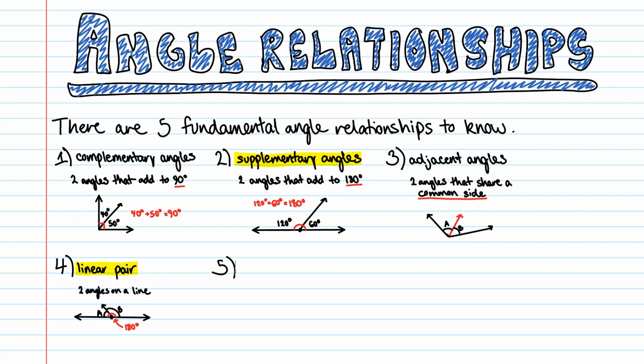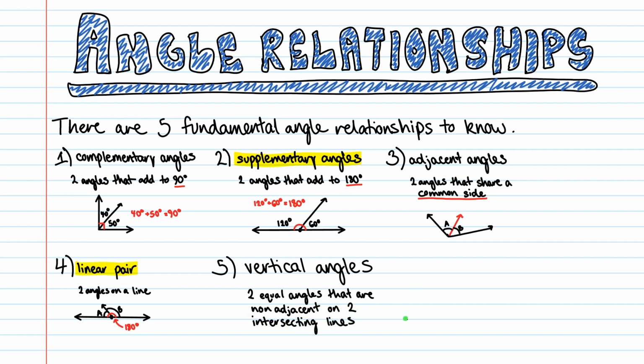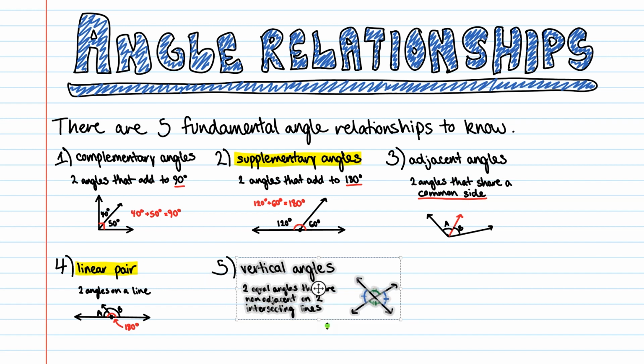And finally, our 5th relationship, we have vertical angles. And these are 2 equal angles that are non-adjacent to one another. They're formed by 2 lines intersecting. I'll draw an example. It'll make more sense. So here's 2 lines. They cross each other. Those opposite angles on each side are going to be vertical angles, and they'll be equal to one another. So here are all 5 angle relationships to know.